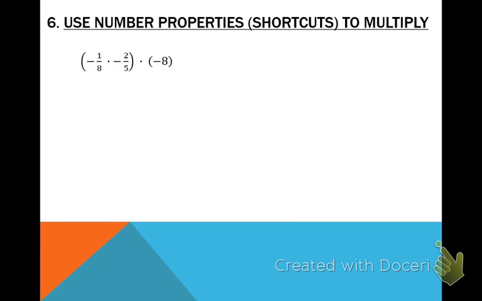All right, so right now the instructions say use number properties or shortcuts to multiply. Remember, you're allowed to switch around the order of your numbers and it can still be correct. Let's look at this one right here. I want you to turn that into a fraction. How do you turn that into a fraction? Put it over a 1. That just means over 1, and that means the same exact thing.